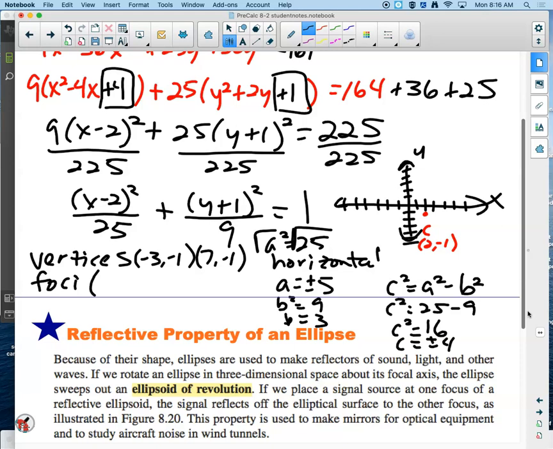So 2 minus 4 would be negative 2, negative 1. Y value is not changing. We're going right and left horizontally. And then if we have 2 plus 4, that'll give us 6, negative 1 for the other pair. And there it is. Now I think we did everything.